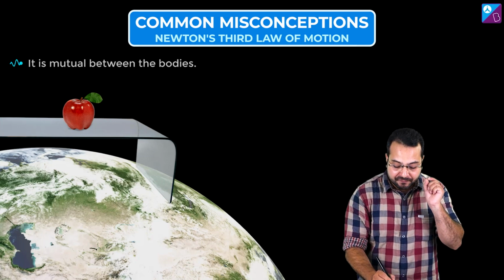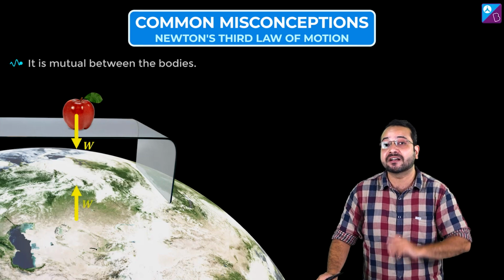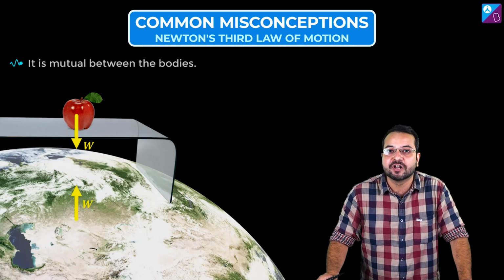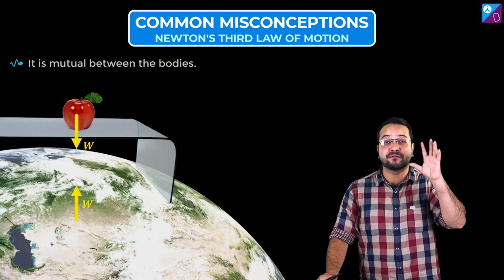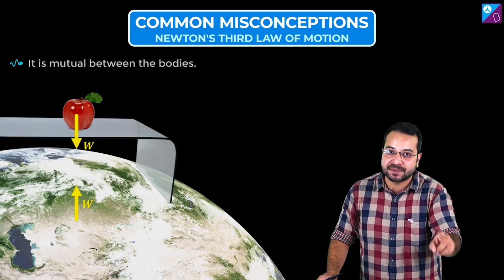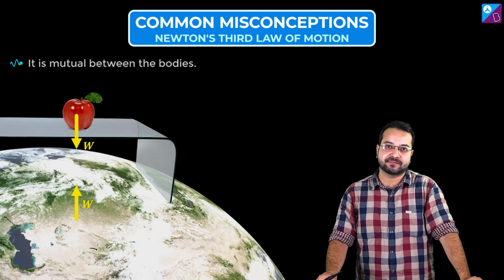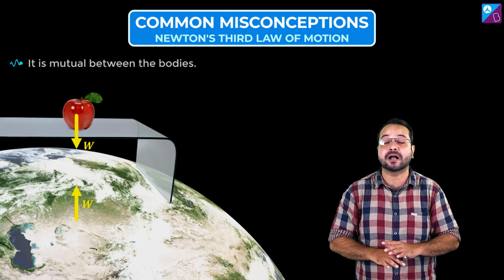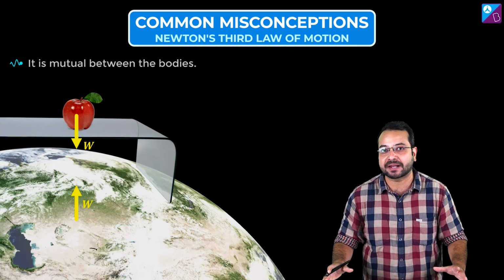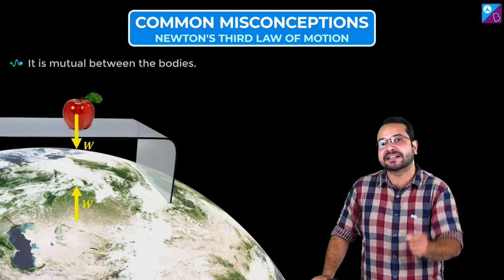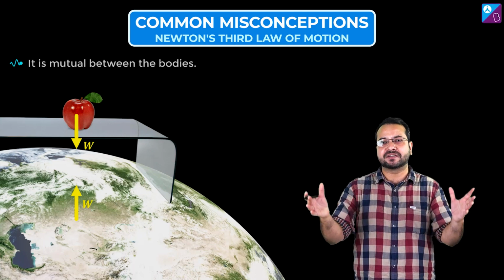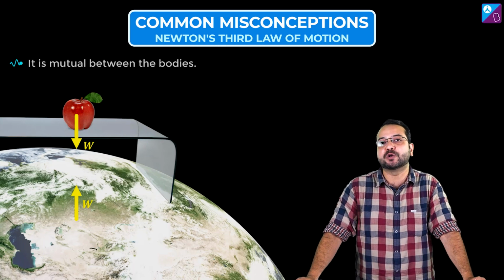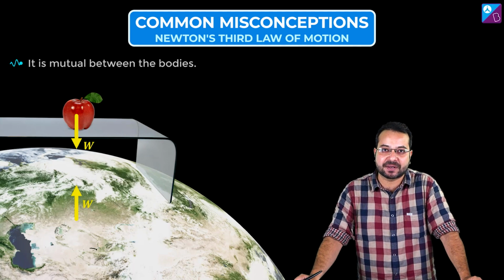Now what is the weight? The weight is the gravitational force exerted by the earth on the apple. So its reaction would be the force exerted by the apple on the earth. Which means that these two forces are going to make up the action-reaction pair. And yes, a force is exerted by the apple on the earth, but the earth is so massive that it doesn't have much impact. But these two are going to make the action-reaction pair.